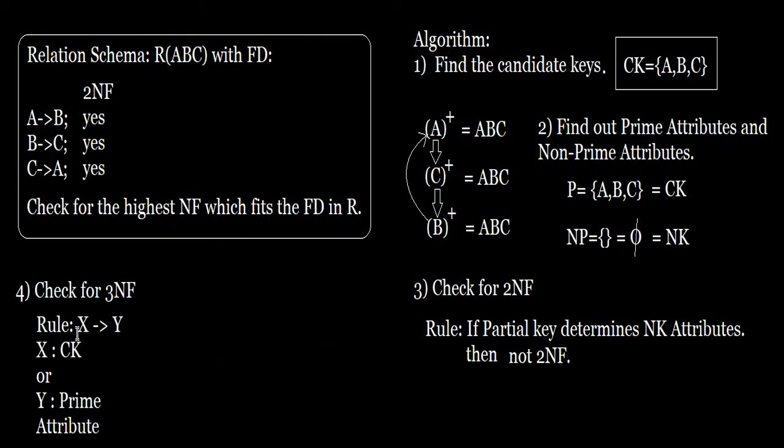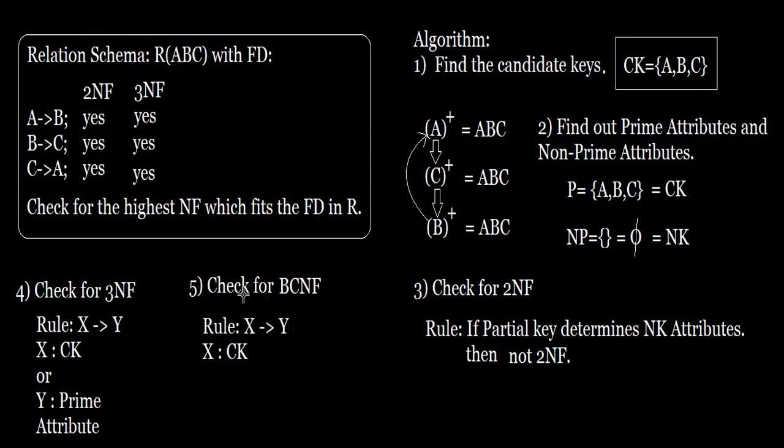Now in the fourth step we will check for 3NF. The rule is, if X determines Y, then X should be a candidate key or Y should be a prime attribute. For example, if we see this functional dependency, A is a candidate key, yes it is a candidate key, so no need to check the second condition, so we can declare it is in 3NF. If we check the functional dependency B determines C, B is a candidate key, yes it is, so it is also in 3NF. If we check C determines A, it is also in 3NF.